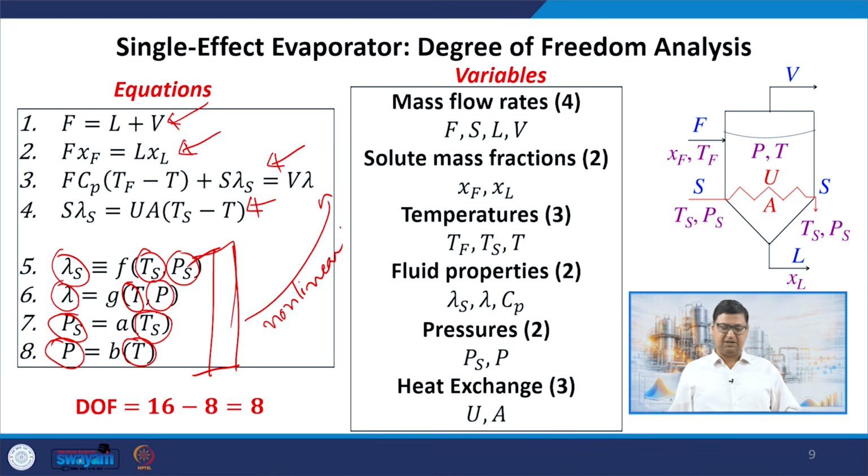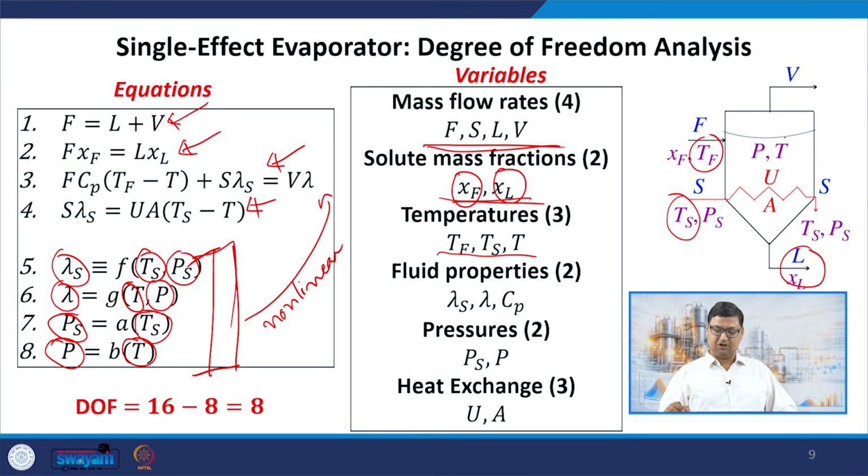So, let us look at the variables. What are the variables we have? We have 4 mass flow rates: of the feed, the steam, the liquid and the vapor. We have 2 solute mass fractions, XF and XL, XF for the feed and XL for the liquid concentrate that is going out. And then we have 3 temperatures: the temperature of the feed, the temperature of the steam, and the temperature of the liquid in the evaporator, which is the same as the temperature of the vapor coming out and the temperature of the liquid coming out.